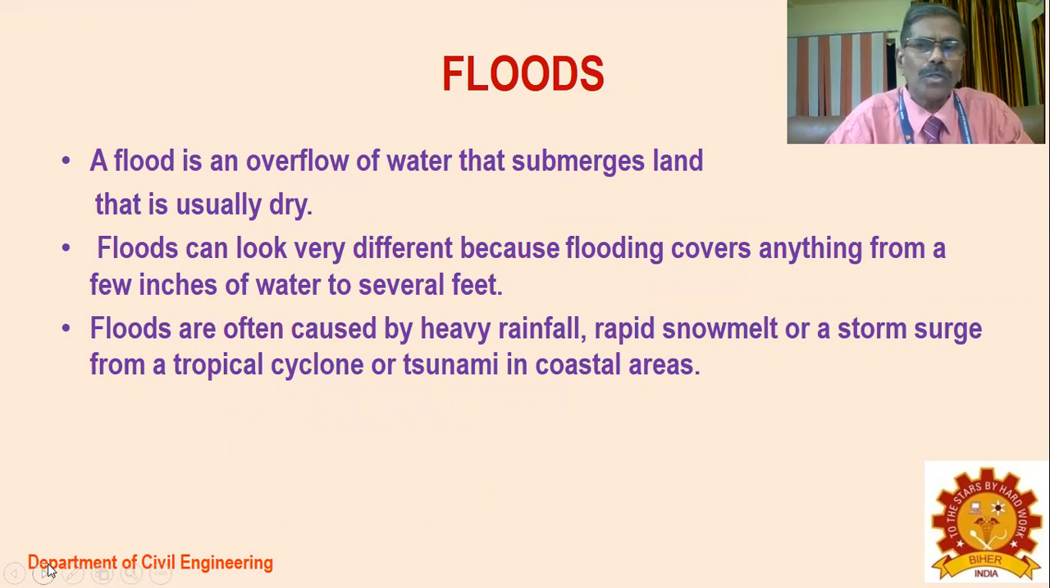Floods. How do you define a flood? A flood is an overflow of water that submerges land that is usually dry. Dry land covered by some height of water, you call it a flood. Floods can look very different because flooding covers anything from a few inches of water to several feet. Floods are often caused by heavy rainfall, rapid snow melt, or storm surge from a tropical cyclone or tsunami in the coastal areas.